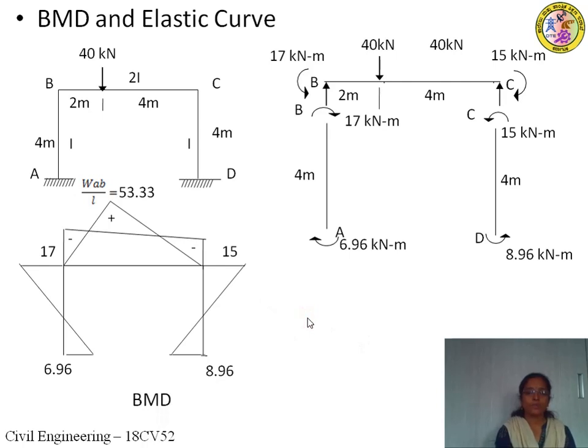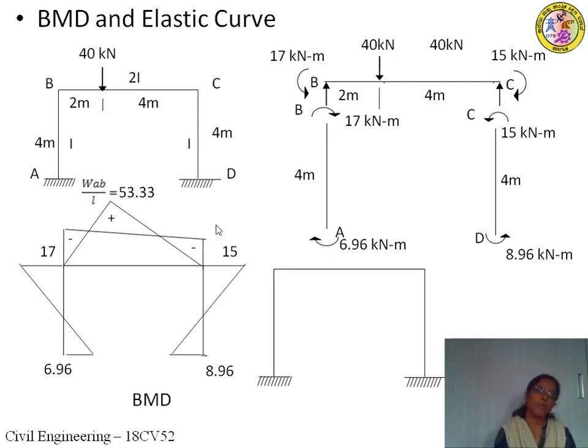Now let us draw the elastic curve. We know that the shear force is acting from left to right, that means the frame has a tendency to sway towards the right. Therefore let us draw the deflected shape or the elastic curve like this. We have a lateral displacement towards the right. This is the variation of the elastic curve. This is for today's session.